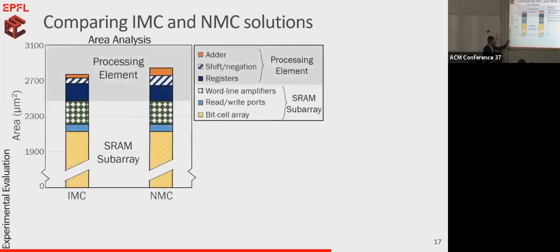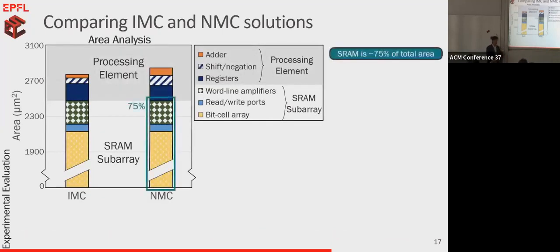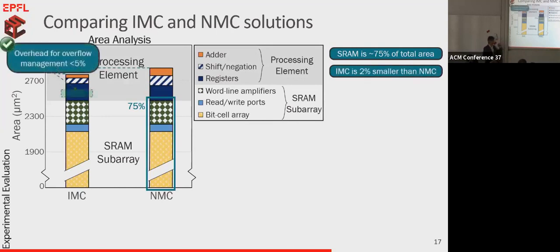Here you see the comparison in terms of area. And as expected, most of the area is dominated by the memory itself, while the in-memory computing solution is slightly more compact than the near-memory computing alternative. Notice that in this case, again, the overhead that we need to implement an overflow-free compute memory is limited. It's not the whole processing element, but it's limited to less than 5% in this case.